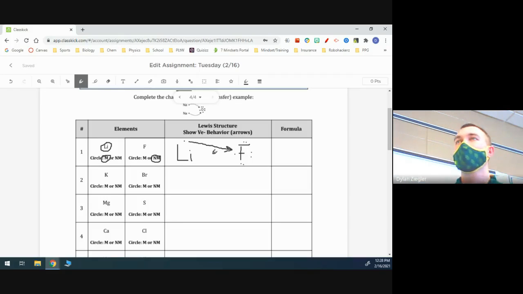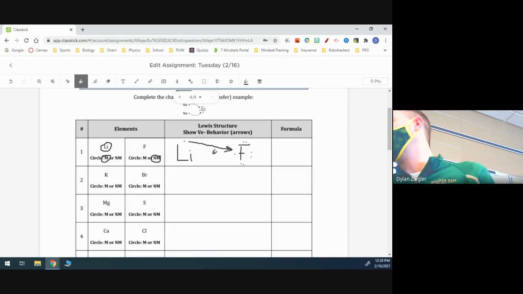Good. All right. Fluorine is 1 electron away, so it's going to rip that one away from lithium. And also, we always go from metals to non-metals. So the metals always give them away. So this one's our metal. It's going to give it away to fluorine.